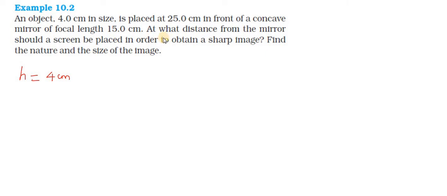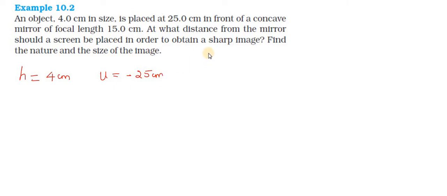The object is placed at 25 centimeter in front of the concave mirror. You should see what type of mirror it is. It's a concave mirror. The object distance is u, and you should always take it as negative. So u is negative, and the distance is 25 centimeter, so u is minus 25 centimeter.